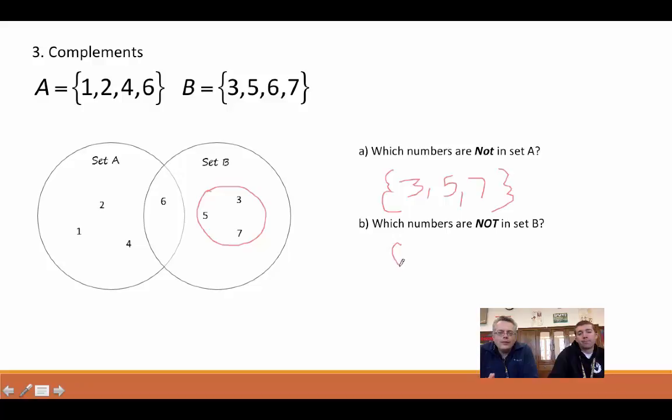Which numbers are not in set B? That would be the complement of B. Yep. So again, that would be the 3 numbers that are in set A. So it'd be 1, 2, and 4. Cool. All right. We're going to need all this for probability.